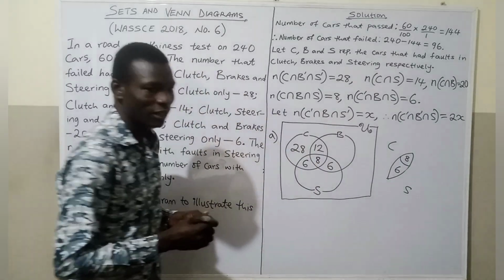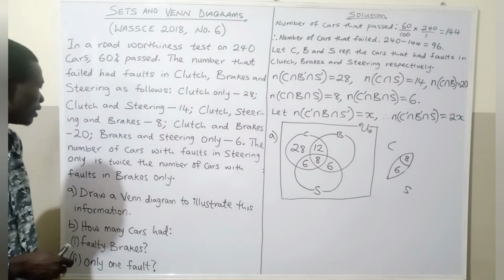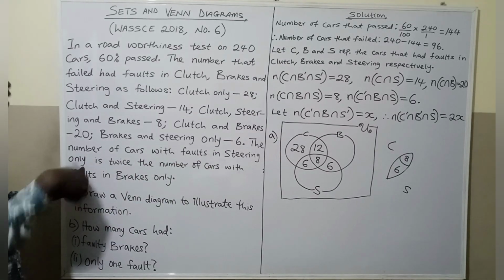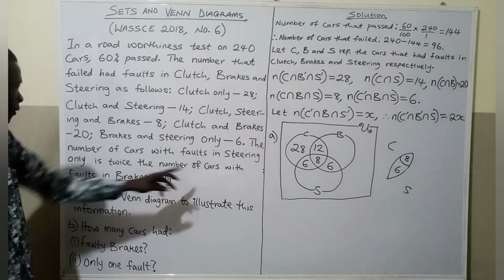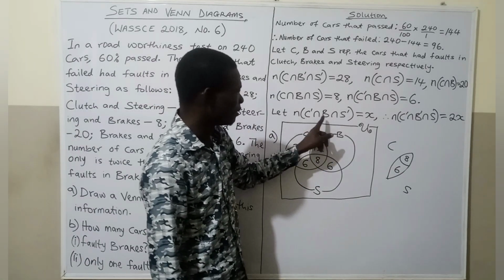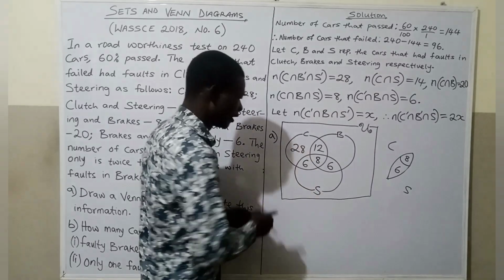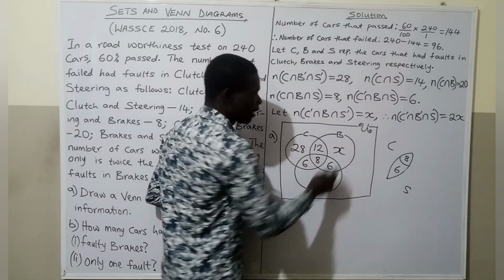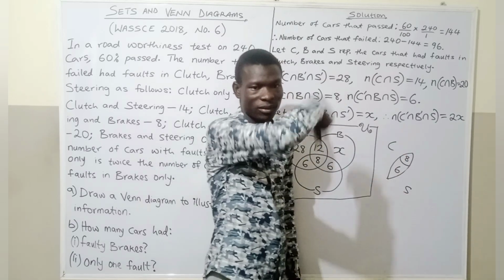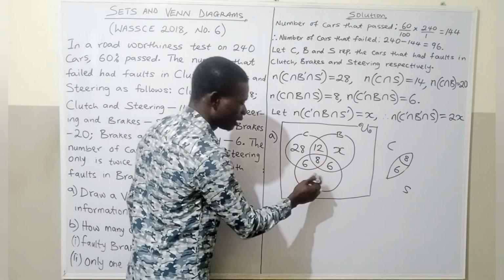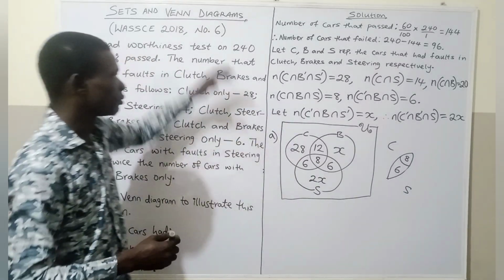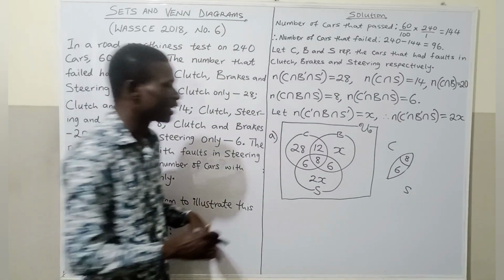Then if you look at the last statement, the number of cars with fault in steering only is twice the number of cars with fault in brakes only. So we say let the one in brakes only be equal to x. So this is going to be x. And the one having faults in steering only, there are 2 times the one in brakes only. So that's going to be 2x.